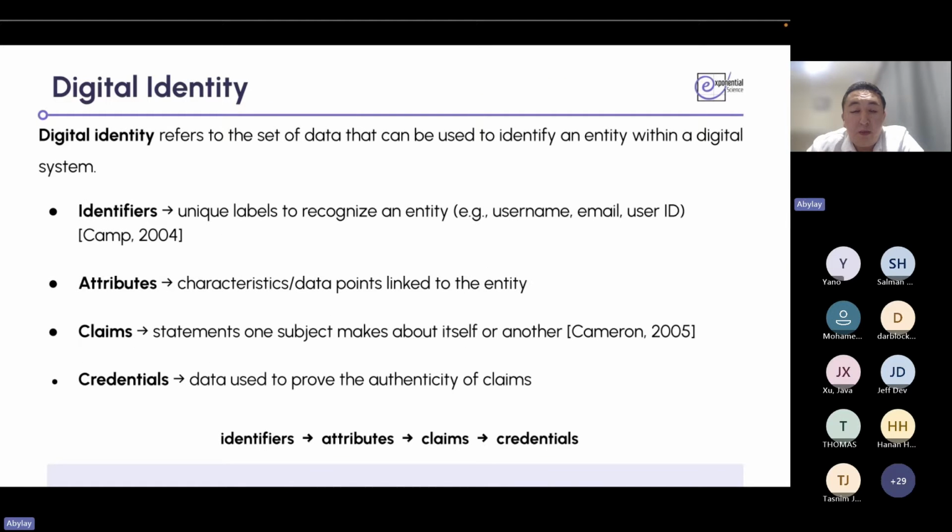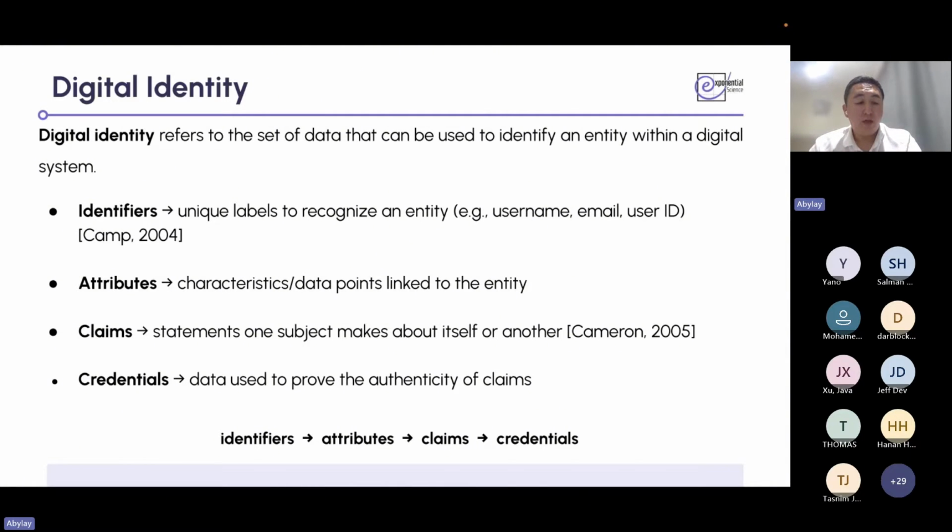And nowadays we have digital identity, which is a very important part of our daily lives. Everyone here is using digital tools and the internet and so on. We have our social media accounts, and our personal data is all over the place. So basically, digital identity refers to the set of data that can be used to identify an entity within a digital system.